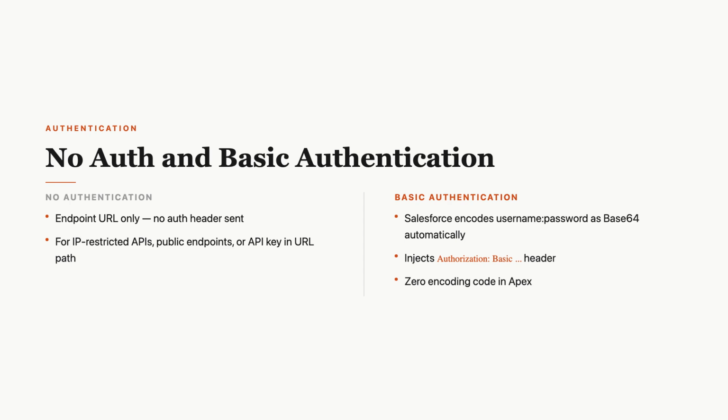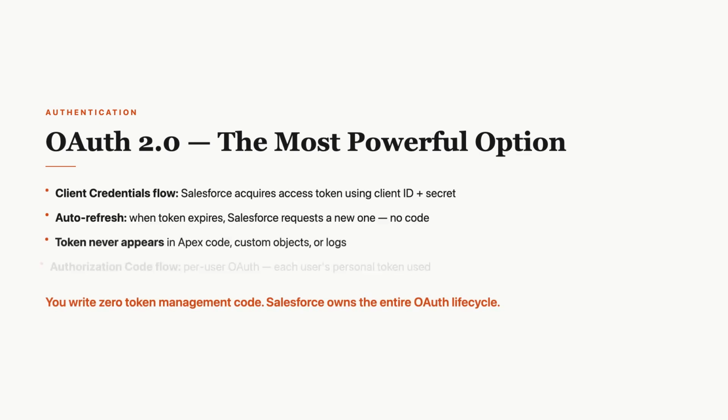2 of the simpler authentication types are no authentication and basic authentication. No authentication stores only the endpoint URL, useful for public APIs, IP-restricted services, or APIs where the key is passed as a URL parameter. Basic authentication stores a username and password. Salesforce encodes them as username:password in base64 and sends the Authorization: Basic header automatically. No encoding code in Apex.